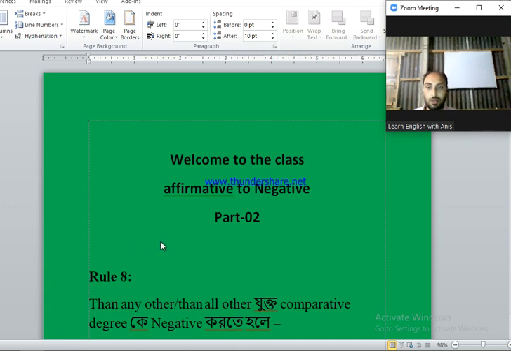Let's start our class with an attentive mind. That will be more helpful for your examination and for your course. Affirmative to negative is included in your syllabus from class 6 to intermediate. In this sense, you have to know the item properly, and if you know the item, you will be able to give answers in your examination.